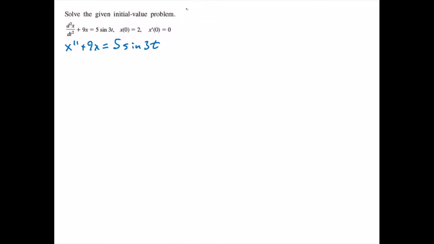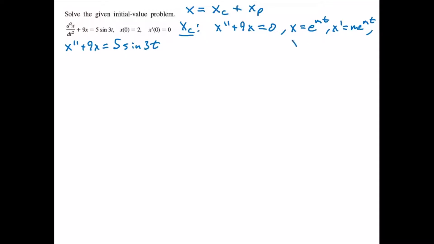So to solve this problem, we'll find a general solution x, which will consist of a complementary solution x sub c plus a particular solution x sub p. Now to find the complementary solution, we'll solve the homogeneous equation, x double prime plus 9x equal to 0, where we'll let x be equal to e to the mt, meaning x prime will be m e to the mt, and x double prime will be m squared times e to the mt.